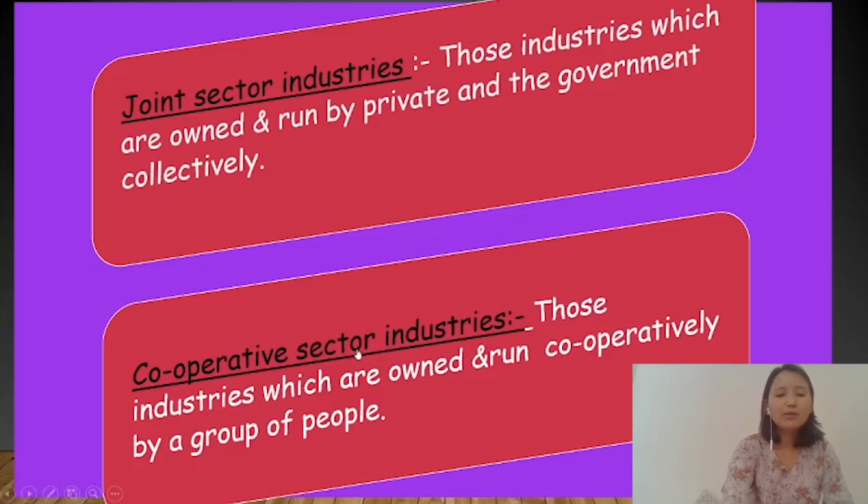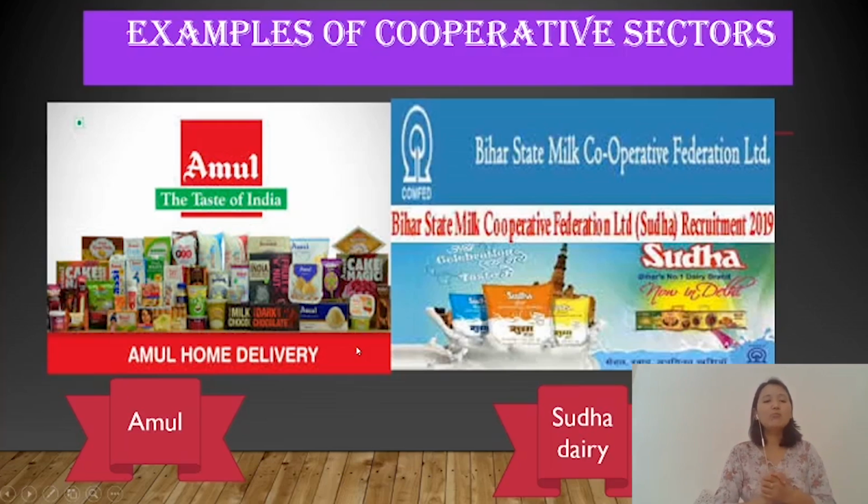So an example of cooperative sector industries is Amul. So Amul company is a company which is set up by a group of people. So we use lots of Amul products in our daily life, right?